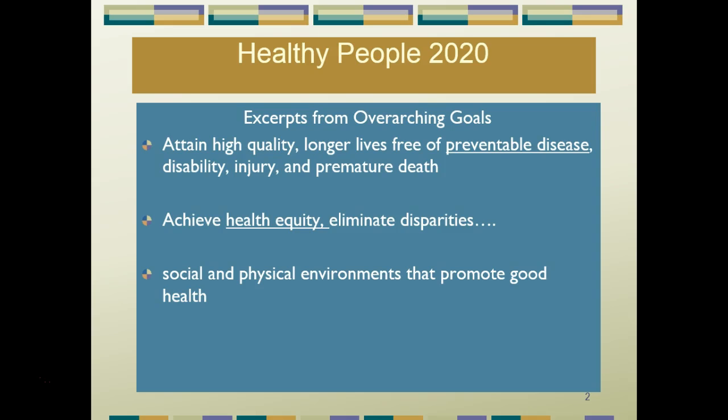The second bullet that I've pulled out of that document is that all people would achieve health equity, and we would be able to eliminate health disparities. And then finally, that all people in the United States would live in social and physical environments that promote good health. Now, I grant you those are lofty goals, but I want us to think about those goals that we've already covered and think about them in relation to homelessness.